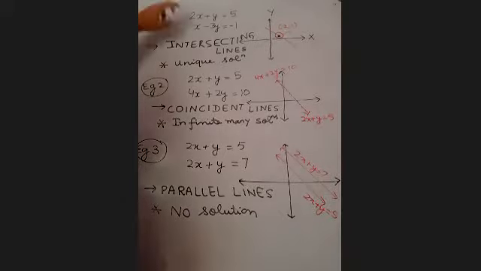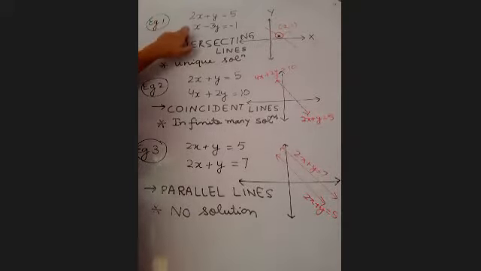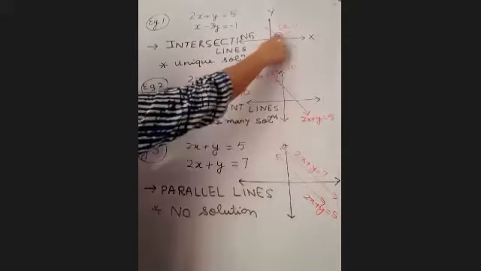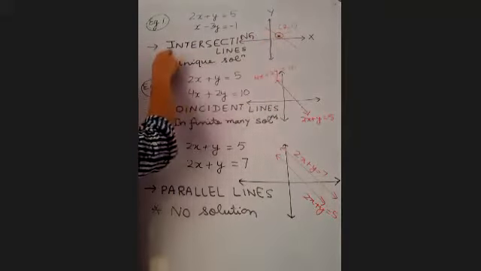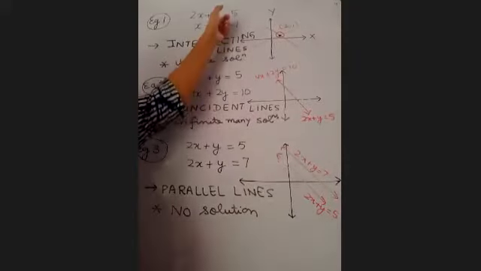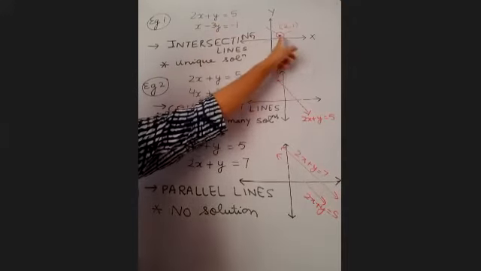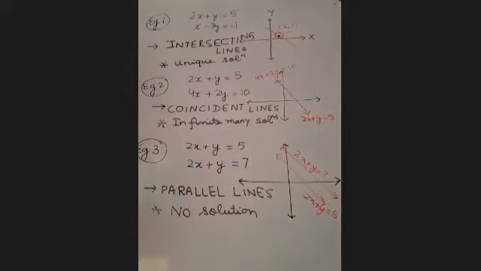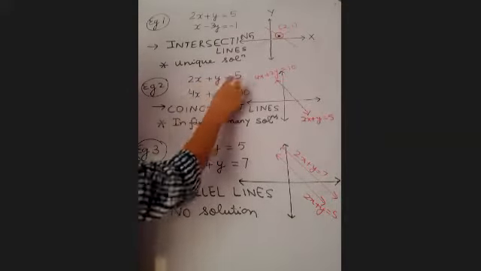Children, in this case, we got the graph where two lines are intersecting. When two lines are intersecting, they are meeting at a single point. So we say that the lines are intersecting and they are giving us a unique solution. Unique solution means one solution, that is one value of x and one value of y, which will satisfy these two equations, right? And what is that value we have seen from the graph? x = 2 and y = 1.